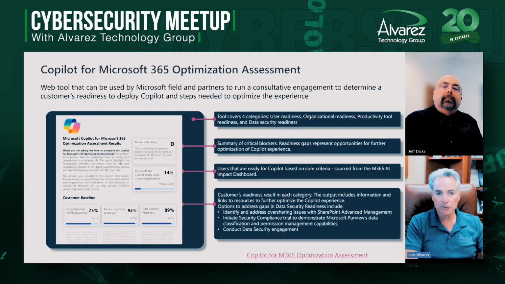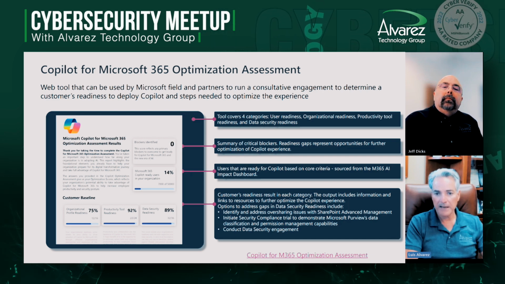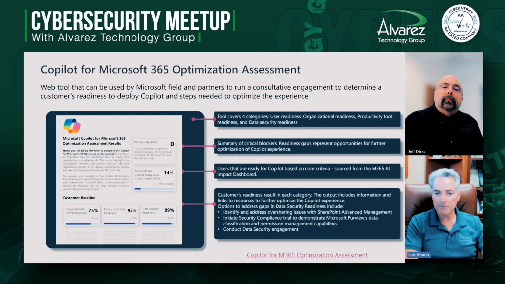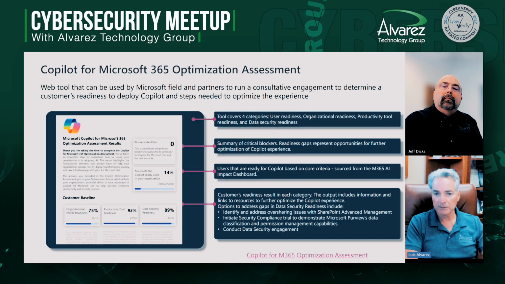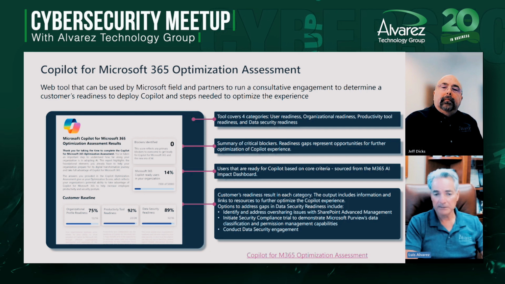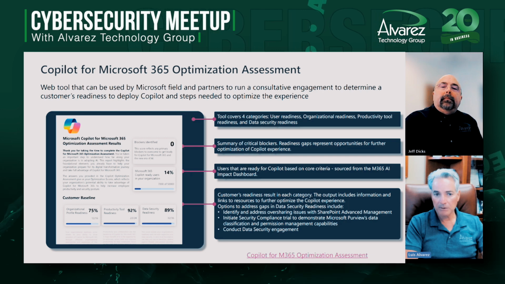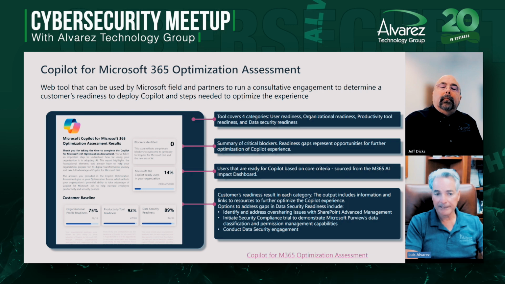But you can assume that once you get through this process, what you end up with is a document, a deliverable that will provide step by step the things that you need to do in order to not only prepare to deploy Copilot, but actually deploy it and then start monitoring its usage within your organization. So the optimization assessment is something that we highly recommend if you're interested in deploying Copilot for your M365 environment: go through this optimization assessment first to get ready for it.